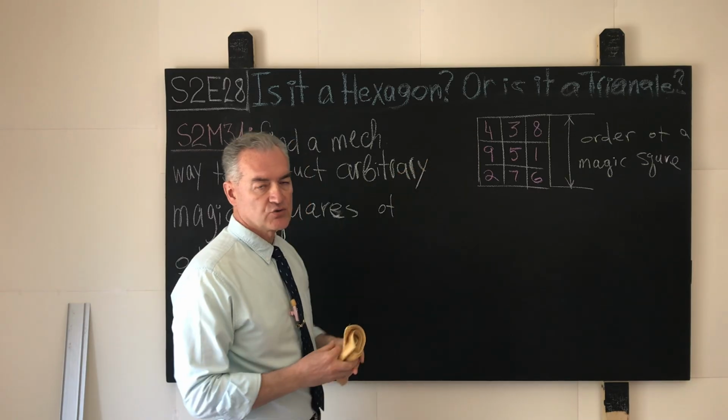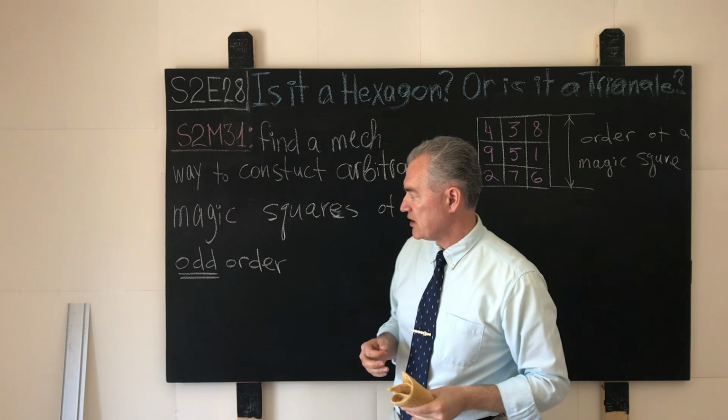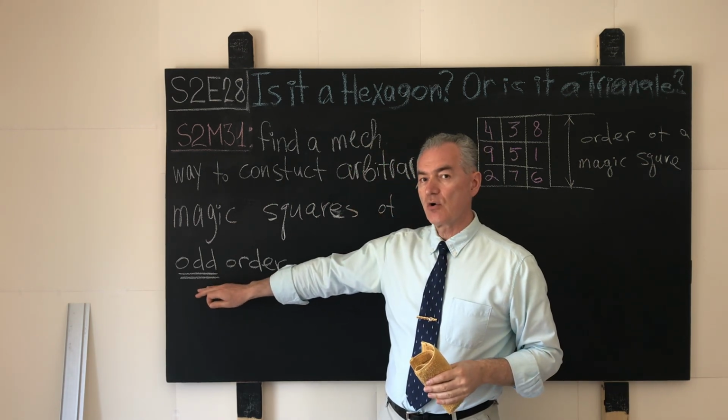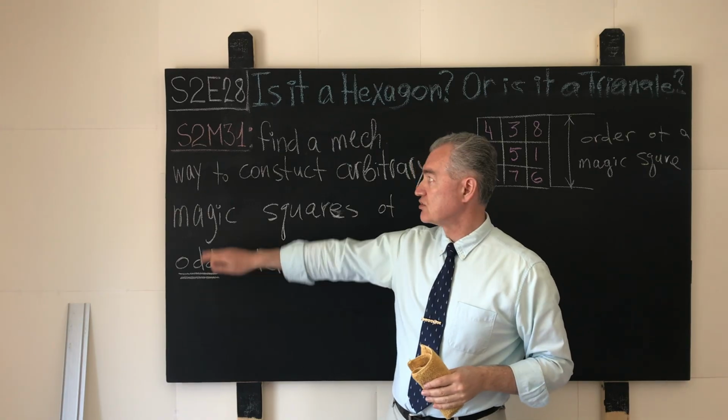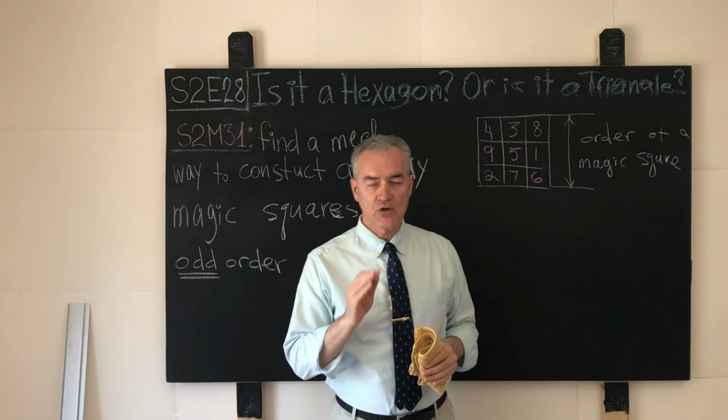And again, just to make sure that we're all on the same page and you do not waste your time trying to do something that may be impossible, the order of magic squares that we're looking to construct in this problem must be odd. Good luck.